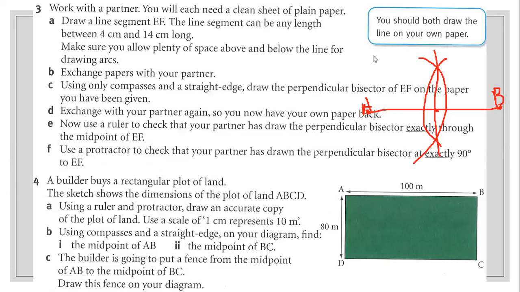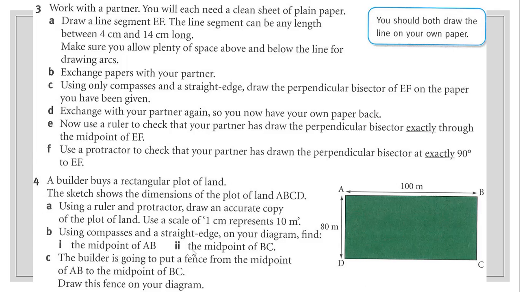Okay, so here let's see this one, the last one. A builder buys a rectangular plot of land, and here is the sketch of ABCD. Using a ruler and protractor, draw an accurate copy of the plot of the land. Use the scale 1 centimeter represents 10 meters. Okay, so if we divide this, we will get our answer, that is equal to a 10 centimeter line. Because 1 centimeter shows 10 meters, so it's 100 meters, so we just divide by 10. So you will get your answer.